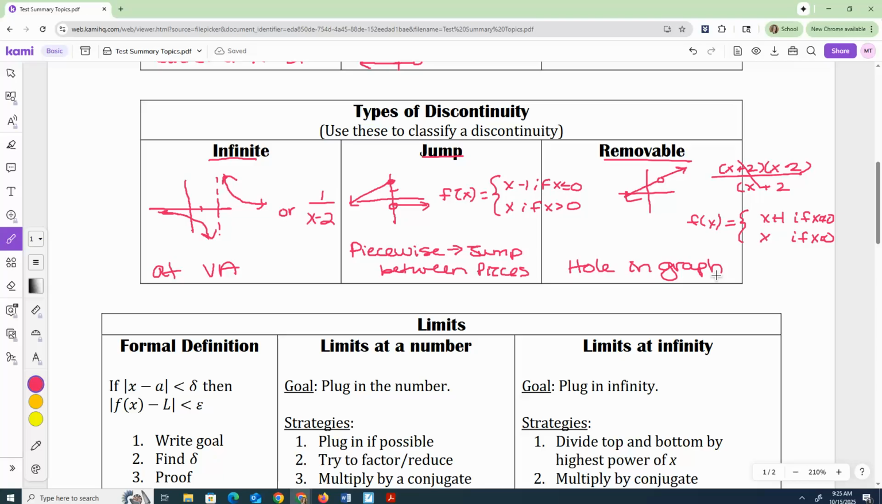Any questions there? All right, so do we understand the difference between our rules of continuity and our types of continuity?